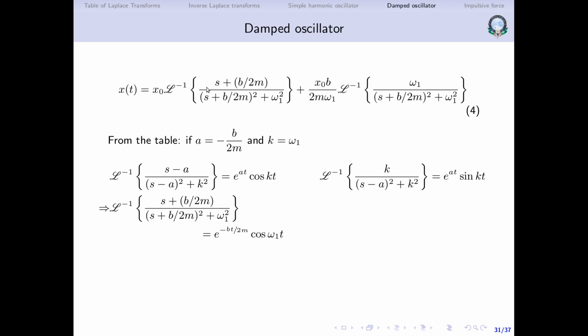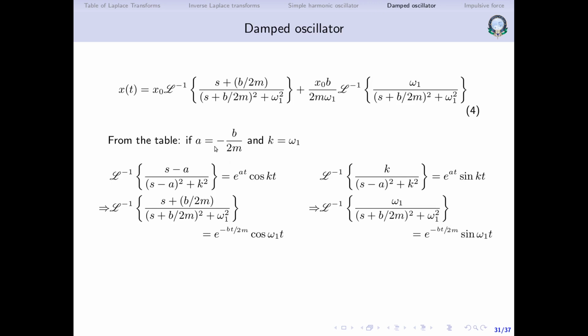Which is nothing but the Laplace transform of this entire thing, and this will be equal to e to the power a, again we substitute here, minus b by twice m into t, so e to the power minus bt by twice m cos of omega 1 t. So we have obtained the Laplace transform of this one; this one's Laplace transform is this simple expression.